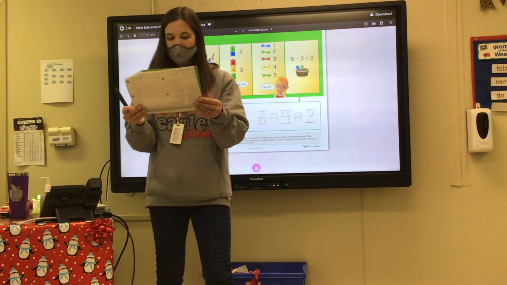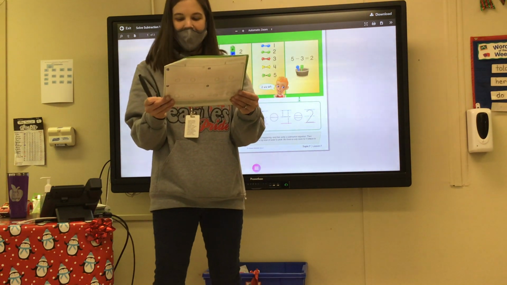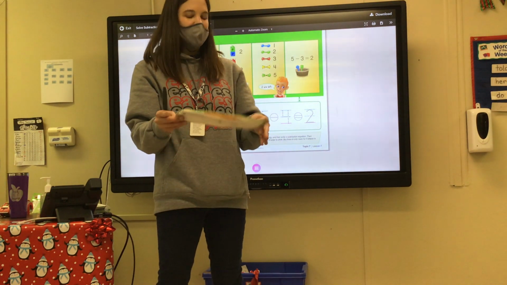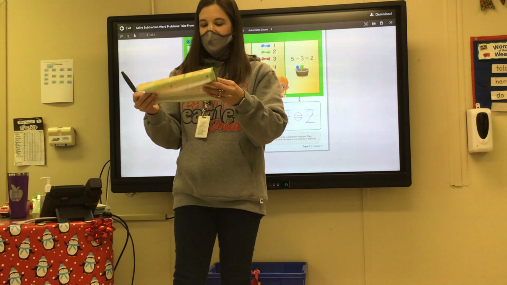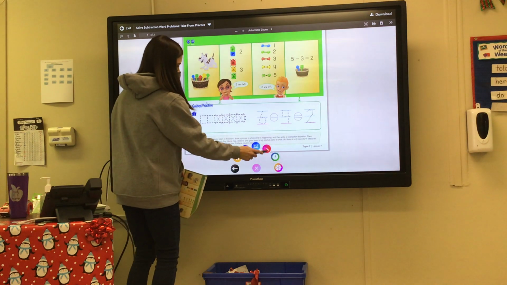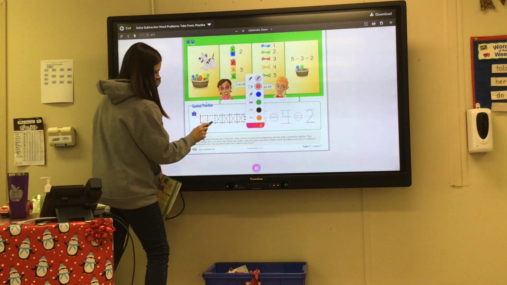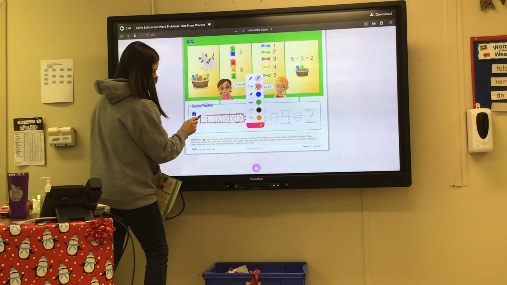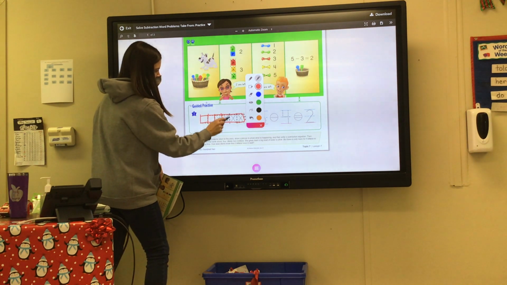You're going to listen to the story. We're going to draw a picture to show what's happening and write the subtraction equation. All right, so Marta has 6 kittens. So how many blocks are here? 6. So go ahead and trace the 6 blocks. Trace 6 blocks. Make sure you have 6 blocks.